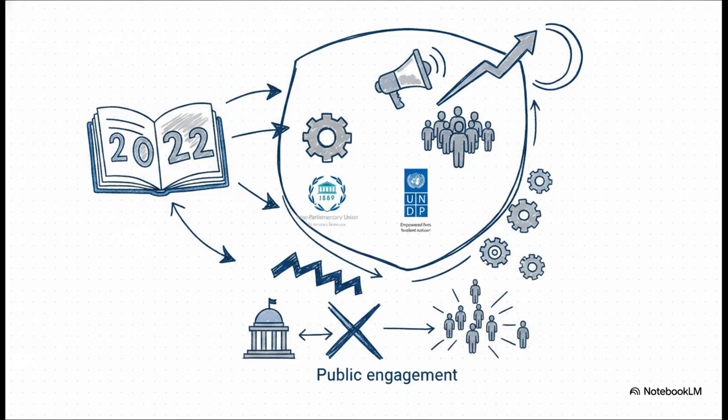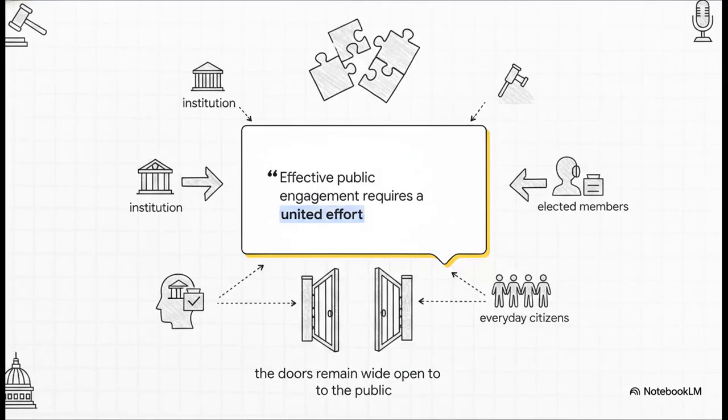This report serves as a profound call to action. It outlines a detailed roadmap for making parliaments more responsive, inclusive, and capable of sustaining democracy in an era where the civic space for public debate is genuinely under threat. Martin Chungong, the Secretary General of the IPU, puts it perfectly in the report. He says, quote, "Effective public engagement requires a united effort by members of parliament, parliamentary administrations, and the community." End quote. You see, it's a three-way street.